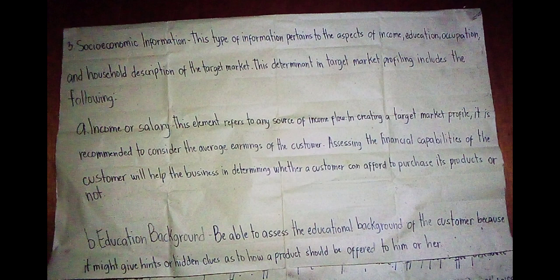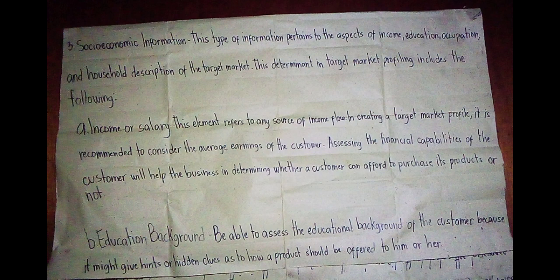Third one, we have the socioeconomic information. This type of information pertains to the aspects of the income, education, occupation, and household description of the target market. This determinant in target market profiling includes the following: income or salary. These elements refer to any source of income flow. In creating a target market profile, it is recommended to consider the average earnings of the customers.